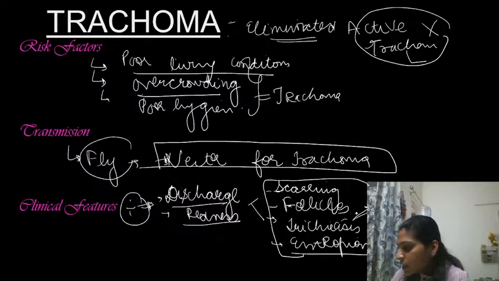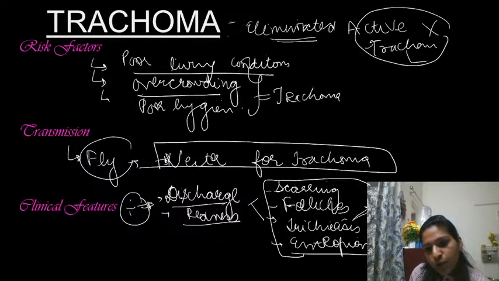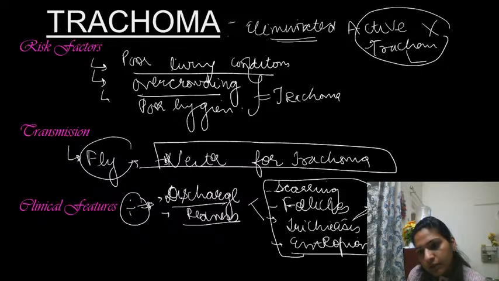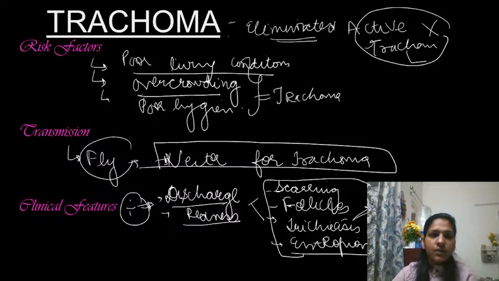Can anyone tell me the definition of entropion? Entropion is inward turning of the eyelid. Yes, Herbert pits are also there. Herbert pits, scarring. Okay, so there is one staging.